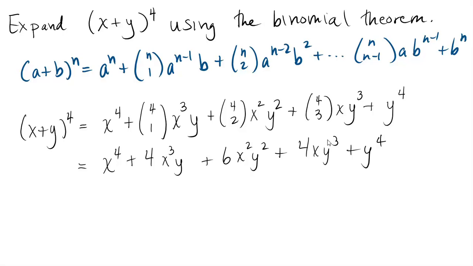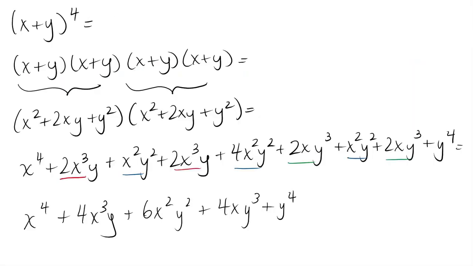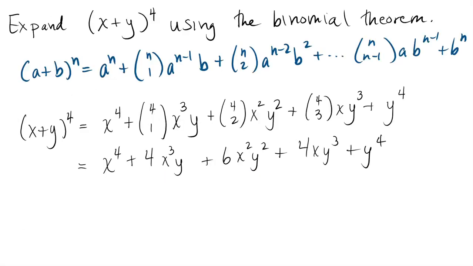I claim that's the correct expansion, and to prove that to you, I've done it the long way. So here I took x plus y to the fourth, I wrote it out as 4 copies of x plus y, I used the FOIL process on the first 2 and the last 2 to get x squared plus 2xy plus y squared, and then I used the distributive property to get all 9 possible products there, and I collected the like terms, I underlined the like terms in the same color, and I got x to the fourth plus 4x cubed y plus 6x squared y squared plus 4xy cubed plus y to the fourth. Same answer. Notice that it's significantly less writing and significantly less work to use the binomial theorem.